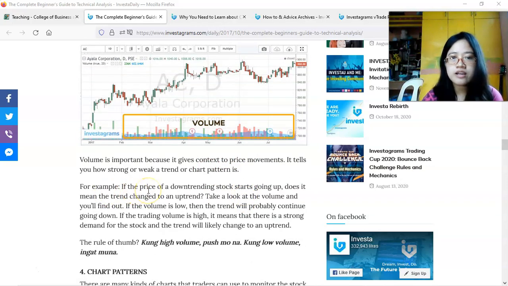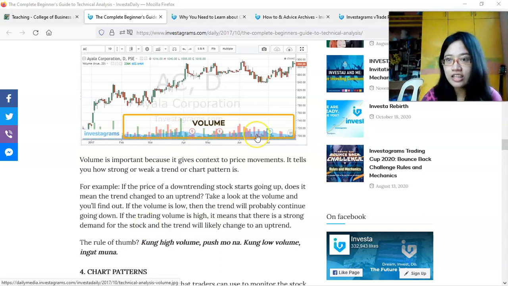For example, if the price of a downtrending stock starts going up, does it mean the trend changed to an uptrend? Price is downtrending, starts going up. Okay? So take a look at the volume and you'll find out. If the volume is low, then the trend will probably continue going down. Pag maliliit lang yung volume, number of transactions, baka magdiretso pa siya na bumaba. Pero kung mataas na, if the trading volume is high, it means that there is a strong demand for the stock and the trend will likely change to an uptrend.